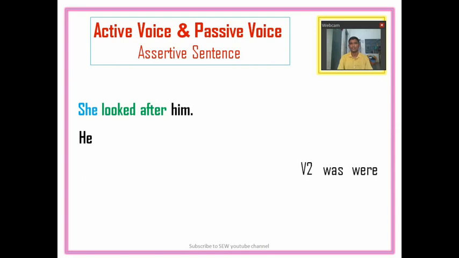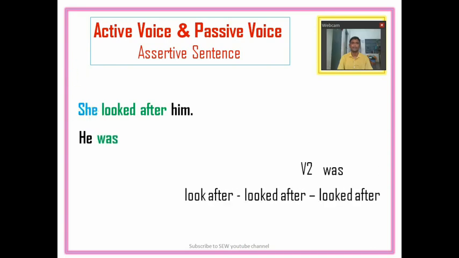He is singular, so was should be used. So he was, and the verb forms of look after: looked after, looked after. So looked after should be written because the V3 form should be written. And after the main verb, the preposition by should be used. She is a subject pronoun and her is the object pronoun. And he was looked after by her is the passive form of she looked after him.